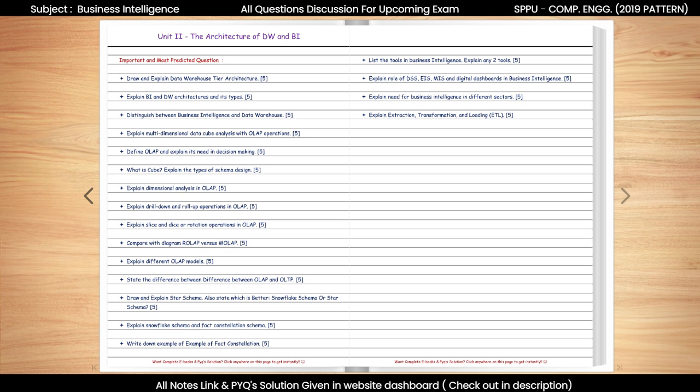Slice selects a single dimension value, dice selects a subset of data across dimensions, and rotation changes the view of data by reorienting dimensions in the cube.